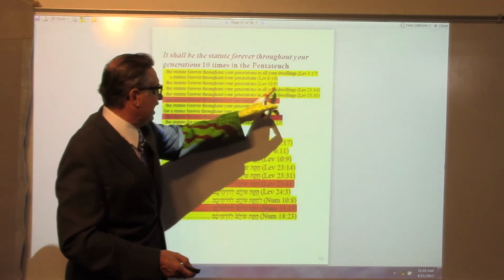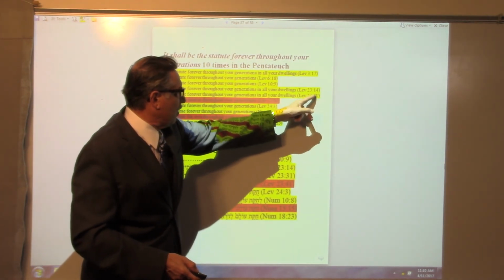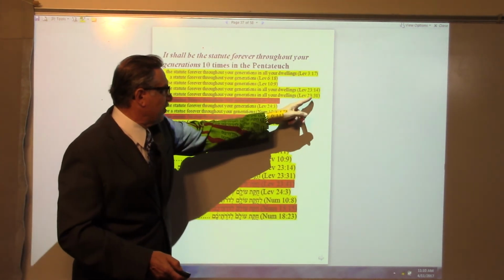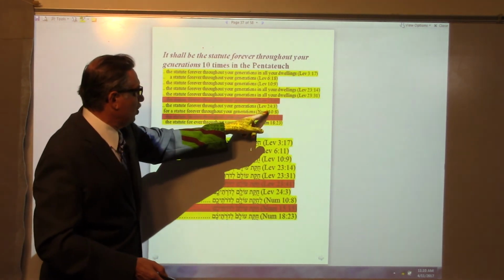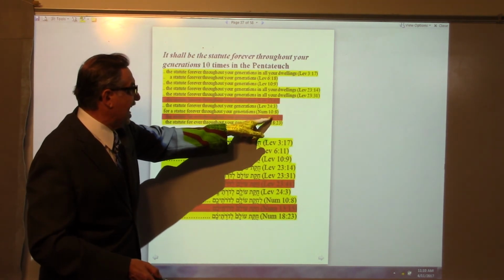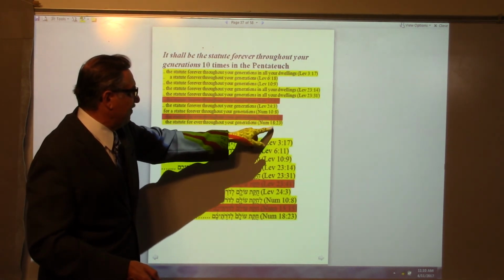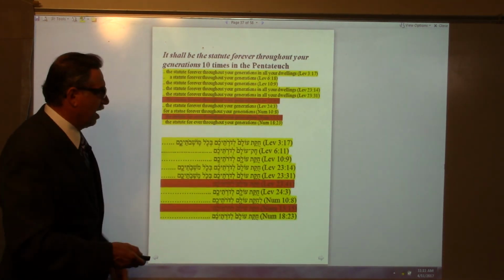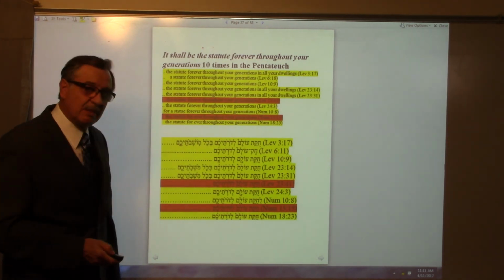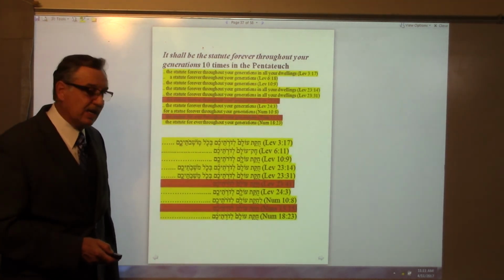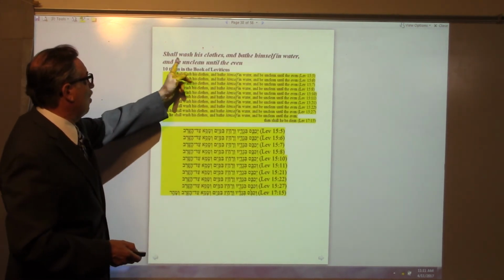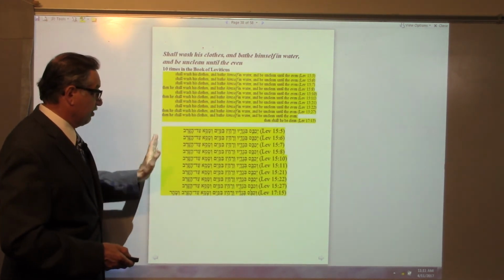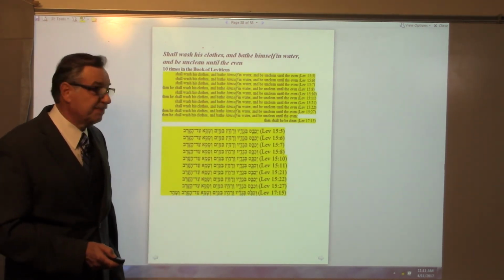In Leviticus 3:17, 6:18, 10:9, 23:14, 23:31, 23:41, 24:3, and then Numbers 10:8, and down here 15:15 and 18:23. Look at the length of that phrase, appearing exactly 10 times in the entire Pentateuch. Shall wash his clothes and bathe himself in water and be unclean until even. There's a long phrase, exactly 10 times.